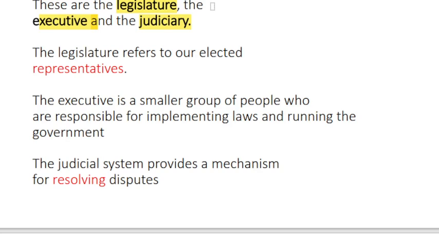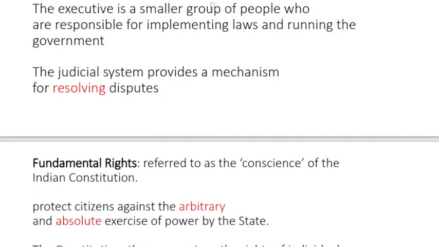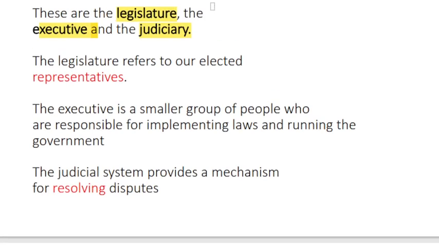And the next organ is the judiciary. It provides a mechanism for resolving disputes which occur between any citizens, or between state and district, or state and state. Every state has its own judiciary system. Every state has one high court. Okay, this is the judiciary system. This is about the separation of powers.